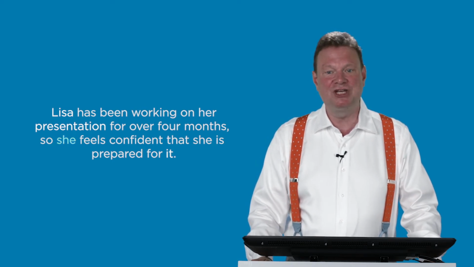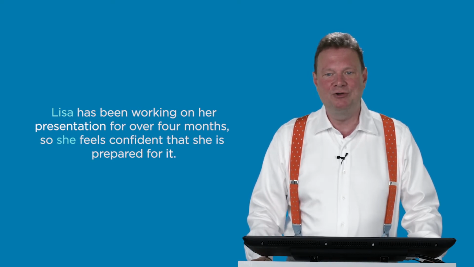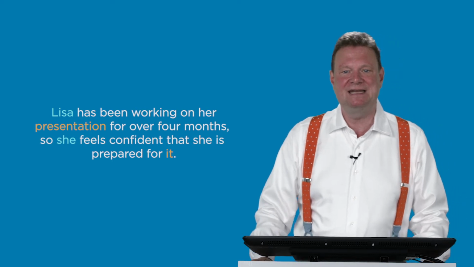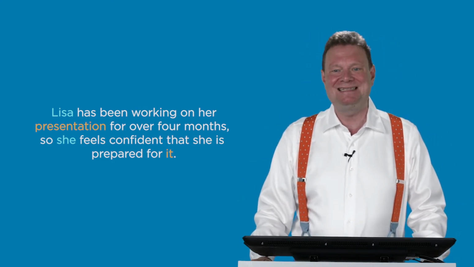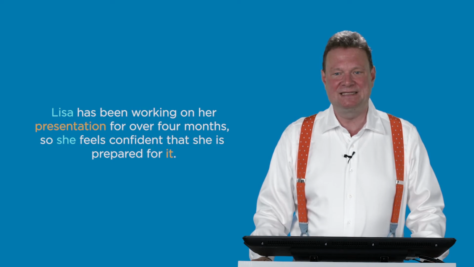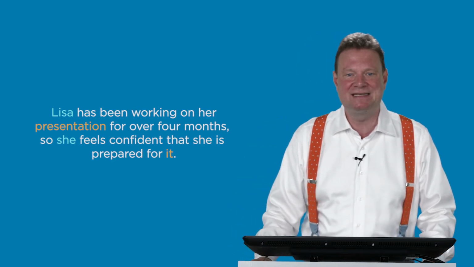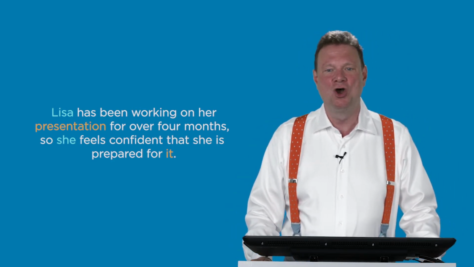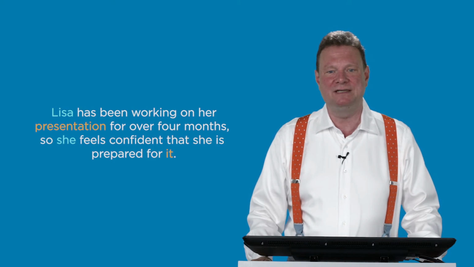The pronoun she is referring to Lisa, so Lisa is the antecedent for she. The pronoun it is referring to the presentation, so presentation is the antecedent for it. We want to avoid a sentence with only pronouns or a sentence with only specific nouns because such sentences are lacking some combination of brevity or clarity.